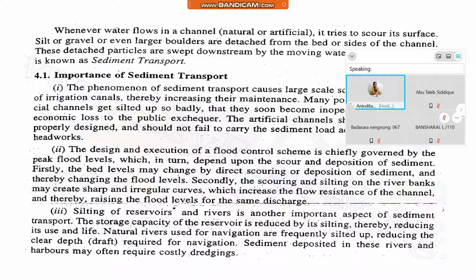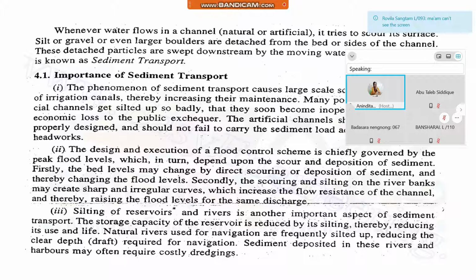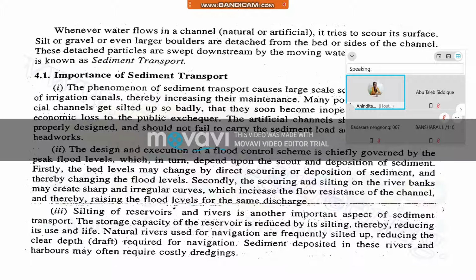The second point is the design and execution of a flood control scheme is chiefly governed by the peak flood levels, which in turn depends upon the scour and deposition of sediment. Firstly, the bed levels may change by direct scouring or deposition of sediment and thereby changing the flood levels. Secondly, the scouring and silting on the river banks may create sharp and irregular curves which increase the flow resistance of the channel and thereby raising the flood levels for the same discharge.